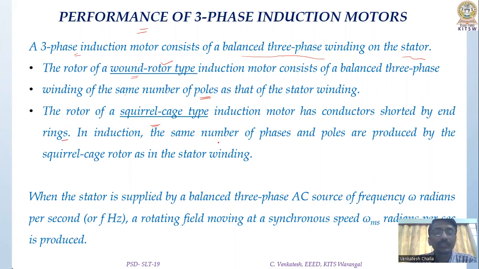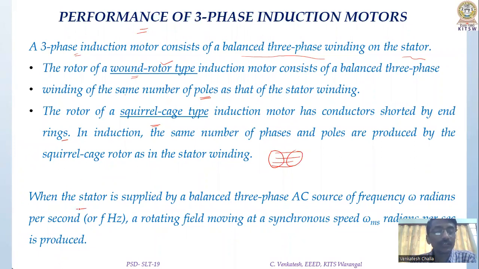In induction motors, the same number of phases and poles are produced by the squirrel cage rotor as in the stator winding. Even though the structure is only rotor copper bars shorted with end rings, the number of phases and poles produced are the same as those of the stator winding. That makes it convenient to produce a rotating magnetic field, and hence torque is produced.